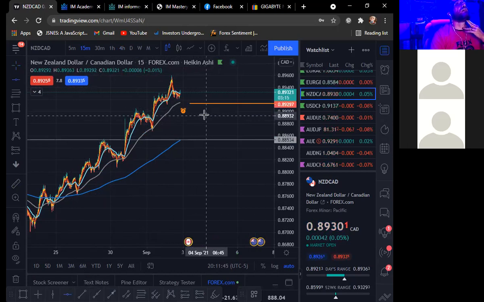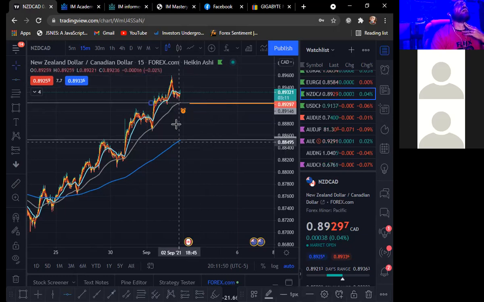If we were down here, if the candles had moved down into this area, I would set my stop loss at the 200.